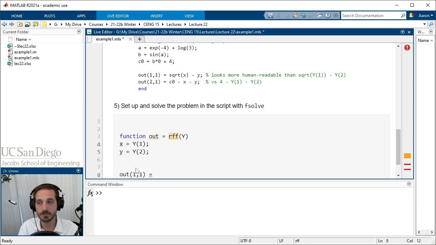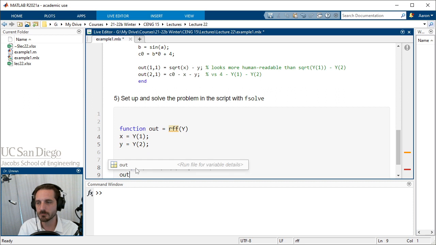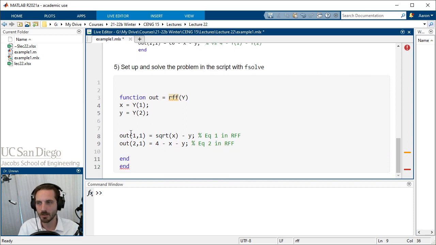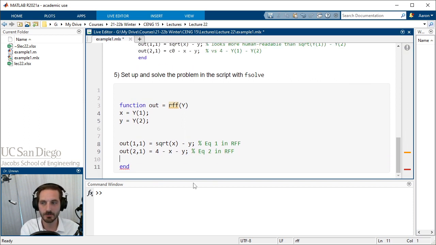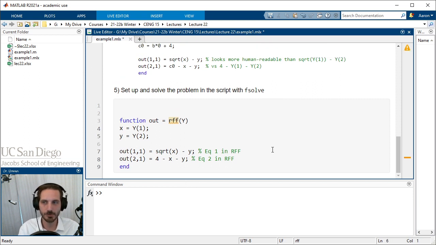Then out of 1, 1 is my first equation in root finding form, so square root of x minus y. That's equation 1 in root finding form. And out of 2, 1 is equal to 4 minus x minus y. This is equation 2 in root finding form. We don't actually need anything else. That's sufficient for this particular example. So the other stuff that we needed in there, we're just not going to fill it in.